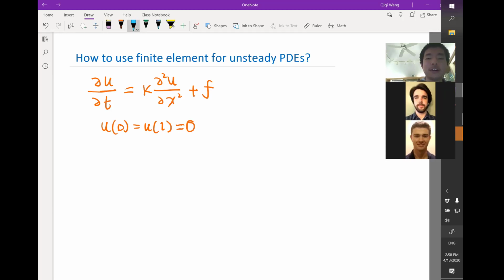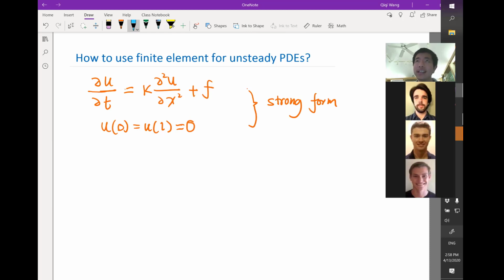So this is actually called the strong form, or the differential form. The next thing is we need to derive the weak form. So how did we derive the weak form when we have a steady equation, when we didn't have a time derivative? Anybody remember? Integration by parts. Yeah, but before integration by parts, we did something else, right? We have to have an integral so that we do integration by parts, right? What do we have to do before we do integration by parts?